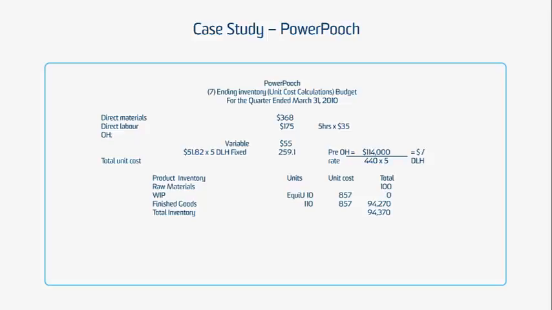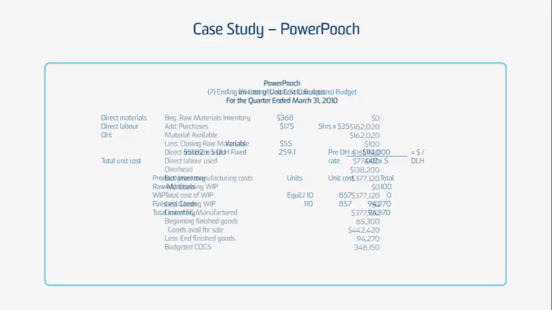We then apply that cost to our balances. For raw materials, we have an ending balance of $100. Work in process, we could work out if we had some balance there, but we don't. No units were left behind, they were all completed during the period. For finished goods, we're going to have 110 units at a unit cost of $857, to give us finished goods of $94,270. So our total inventory for the period is $94,370.